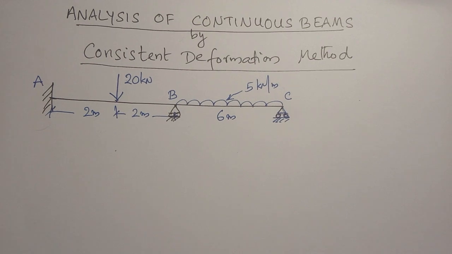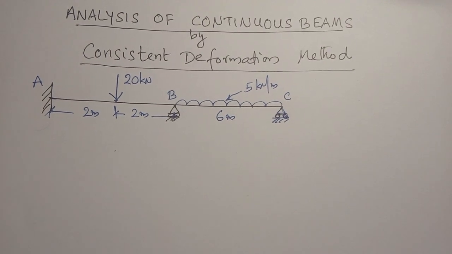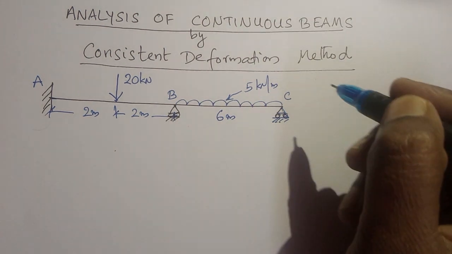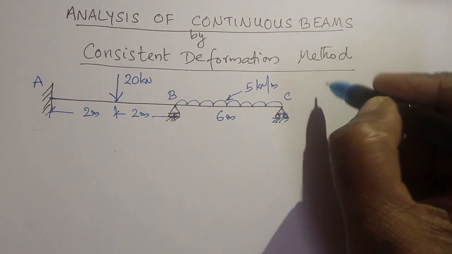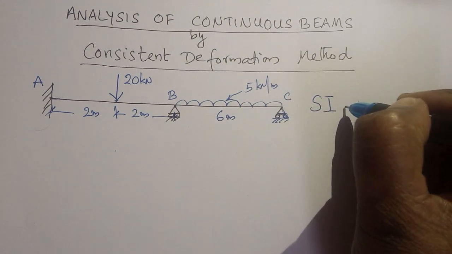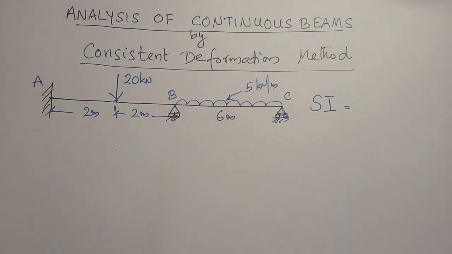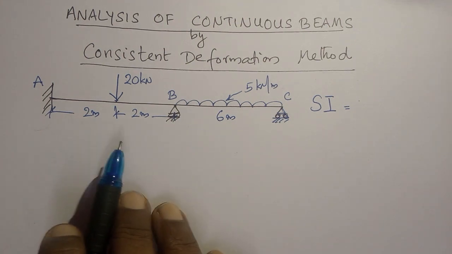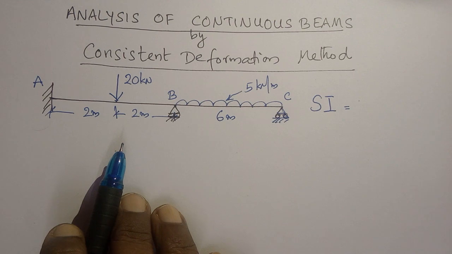We are going to start with the analysis of continuous beams by the consistent deformation method. As usual, the first step in the analysis by consistent deformation method, or any force method, is to identify the static indeterminacy of the structure. Static indeterminacy is the number of unknown reactions minus the number of equations of equilibrium.